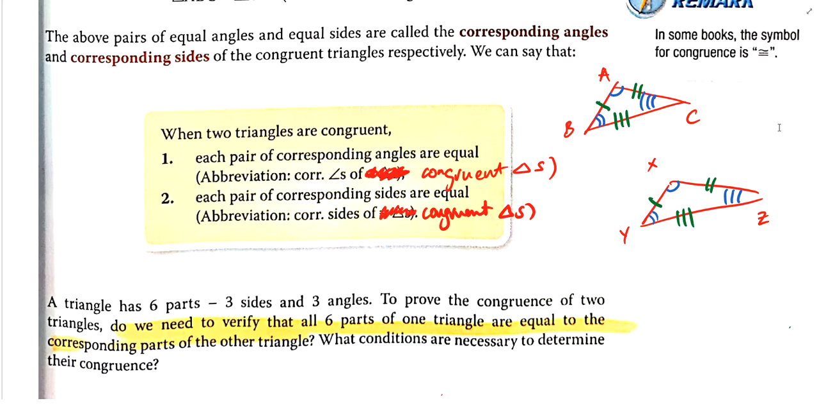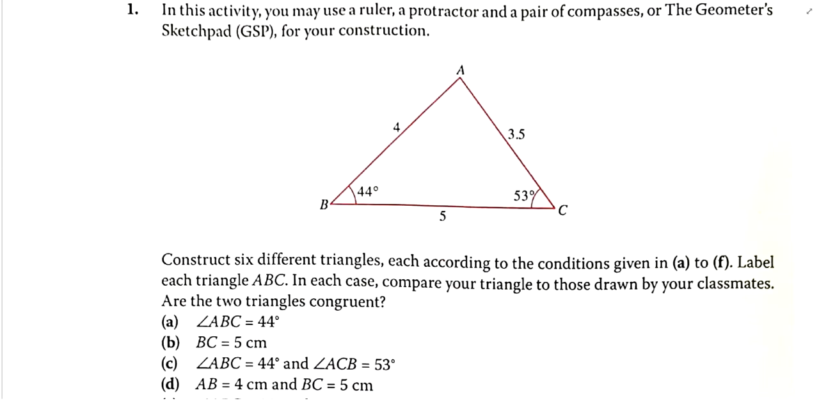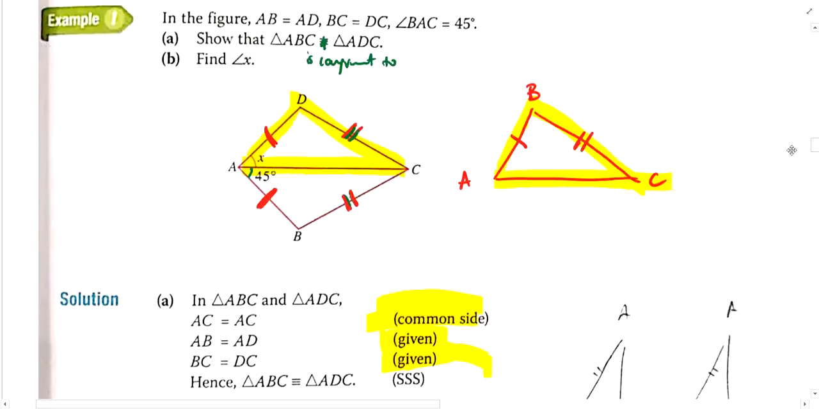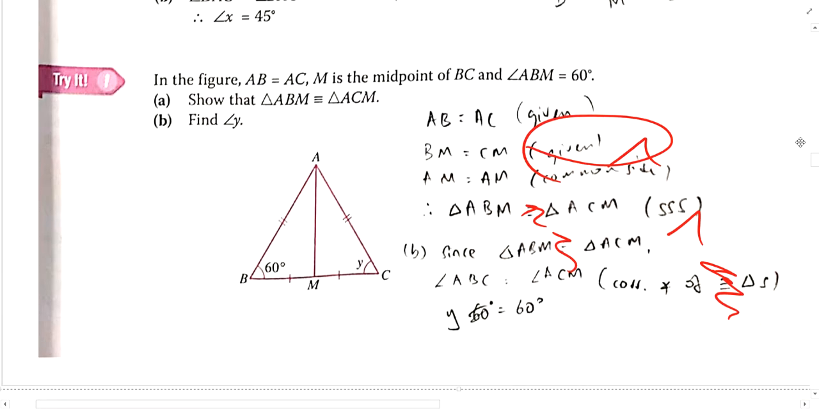Write down the abbreviation: corresponding angles of congruent triangles. So they are equal, and therefore this must be 60 degrees, as shown in the question. So Y is 60 degrees.